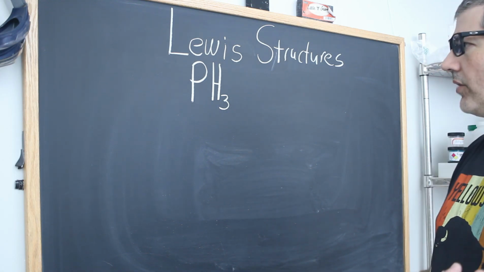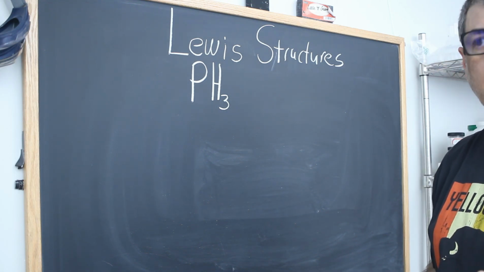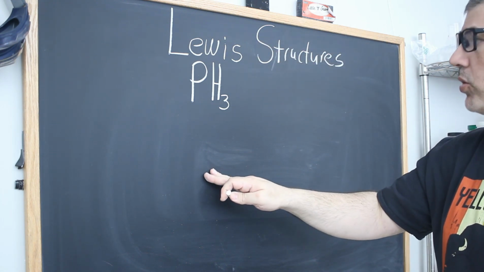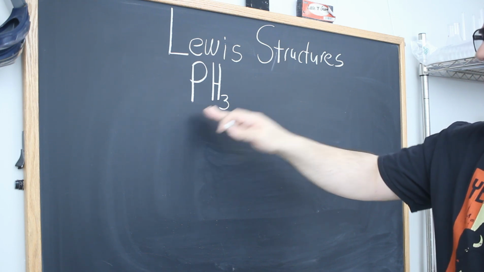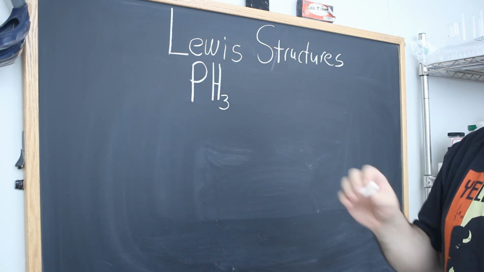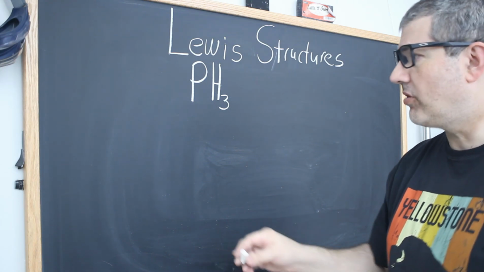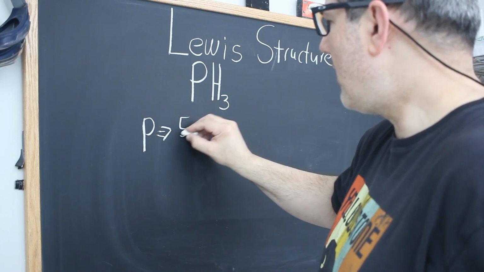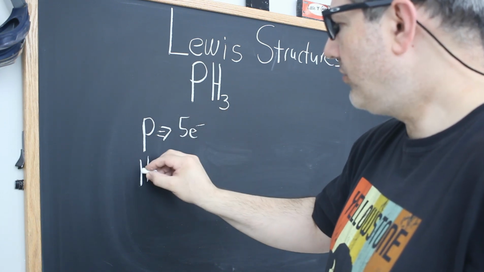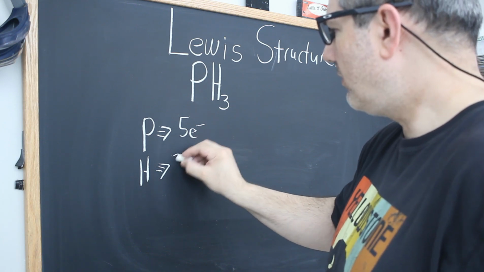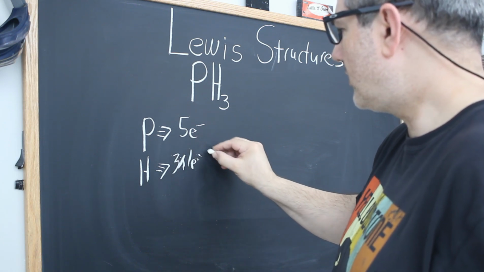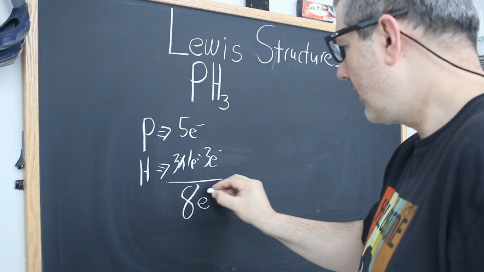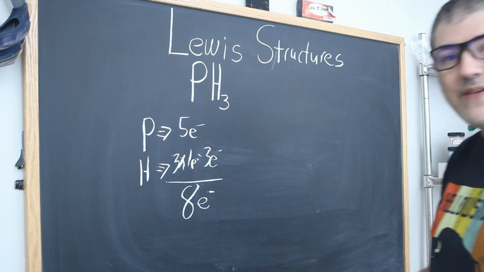PH3. So now we've got an element that is a little bit lower on the periodic table. You know, we have NH3, which would be ammonia. Well, with phosphorus, even though it's a heavier element, it still has the same number of valence electrons as nitrogen. So for phosphorus, we're going to have 5 electrons. Hydrogen, well, we've got 3 times 1, right? So 3 electrons, because it's PH3.